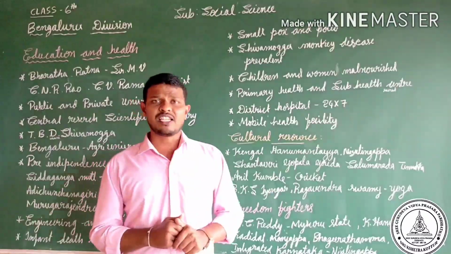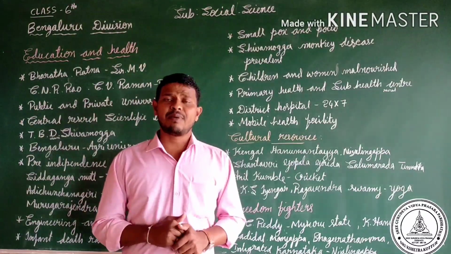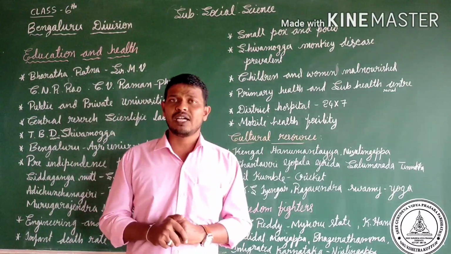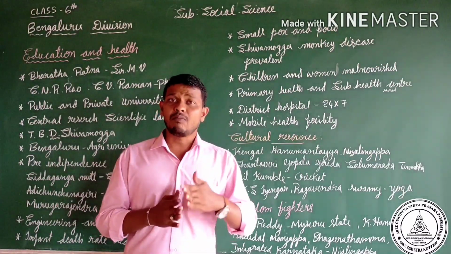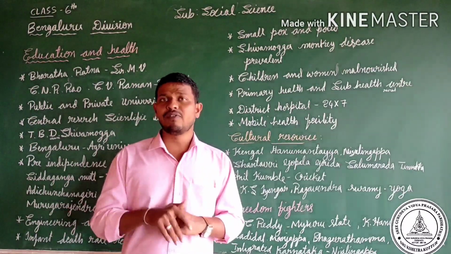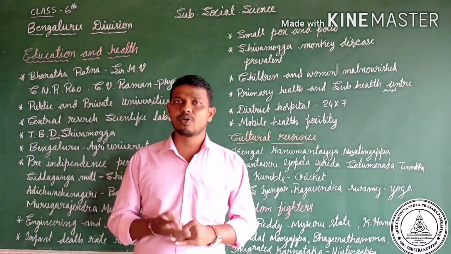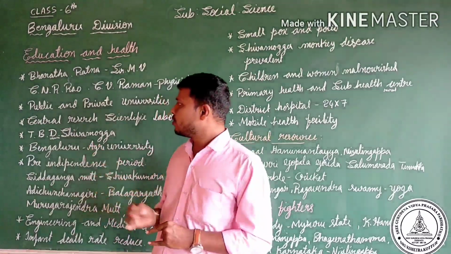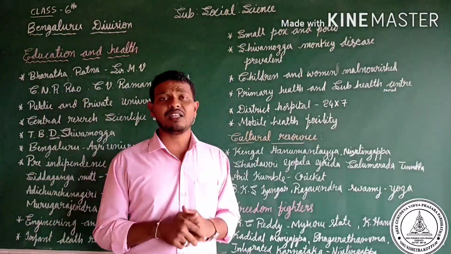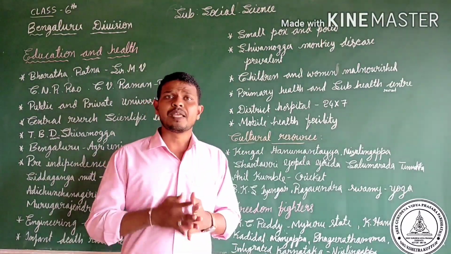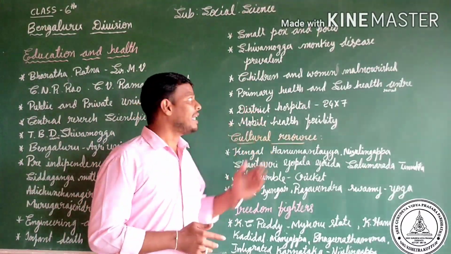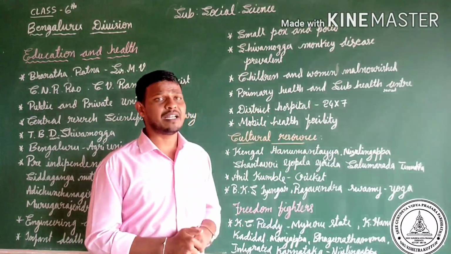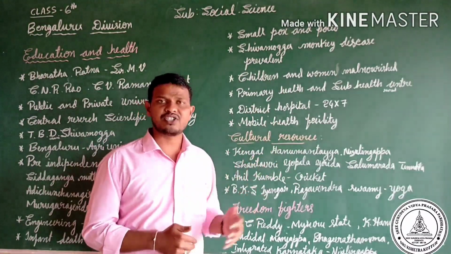Then the district hospitals. See, as you know students, in some district hospitals we cannot find many equipments, but we find good, modern equipments in the Bengaluru division districts. So we can find them in Tumakuru, Davanagere, Bengaluru and Shivamogga. So these are all the places where we find many important district hospitals.